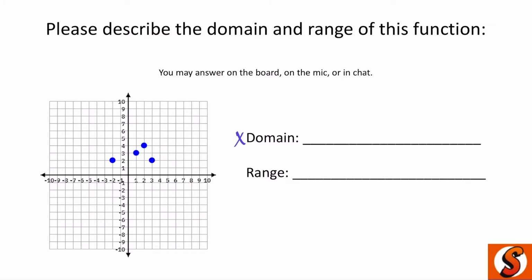When we look at this graph, we can see that the domain values that are included are -2, and we're just going to list them out. So we have -2, 1, 2, and 3. The range is the y values, so we can once again list them out. We can see the y values included here are 2. Although 2 is included twice, you don't write it twice. You only need to write it once. We have 3, and we also have 4.